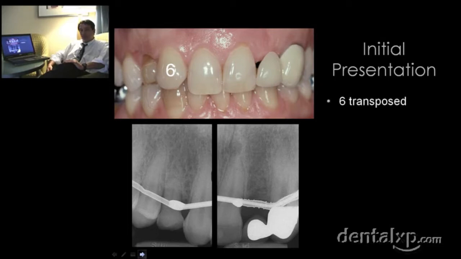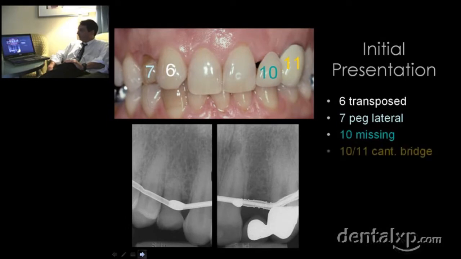So you can see that tooth number 6 is transposed. Tooth number 7 is either a peg lateral or a deciduous canine that's still in the site of the canine. Tooth 10 is missing. It is cantilevered off tooth number 11. Tooth 11 is the cantilever bridge. So tooth 11 is supporting two teeth, both itself and the adjacent tooth next to it.